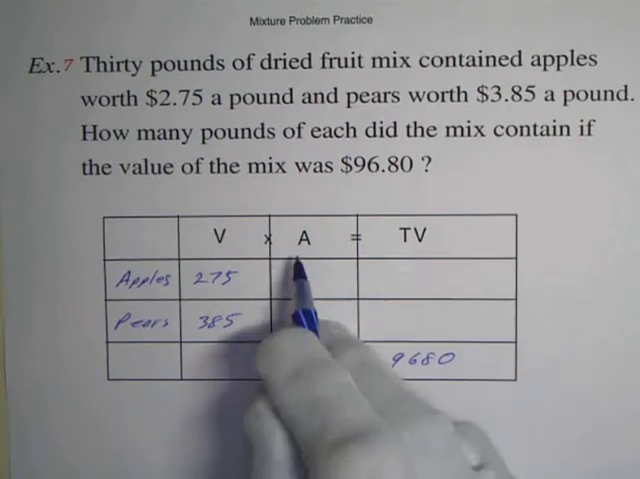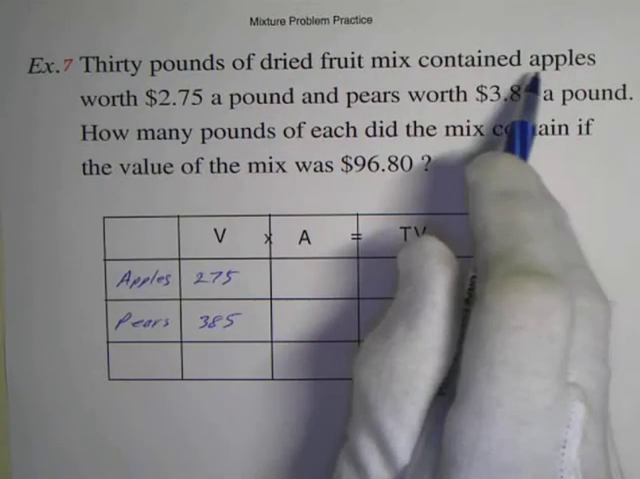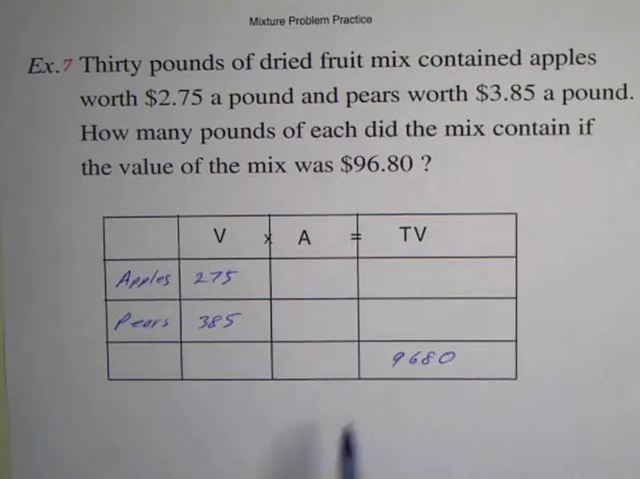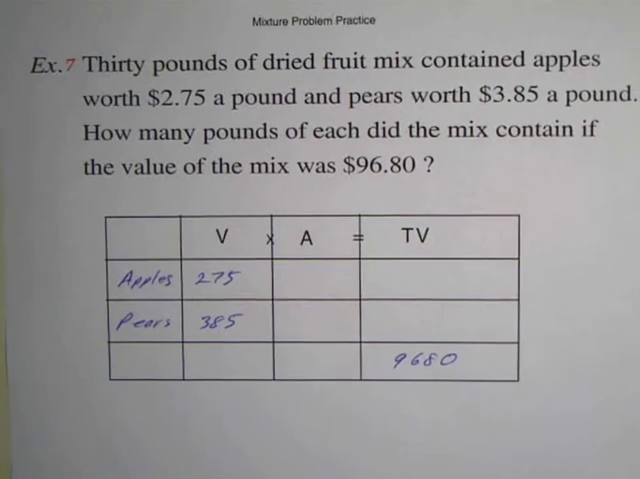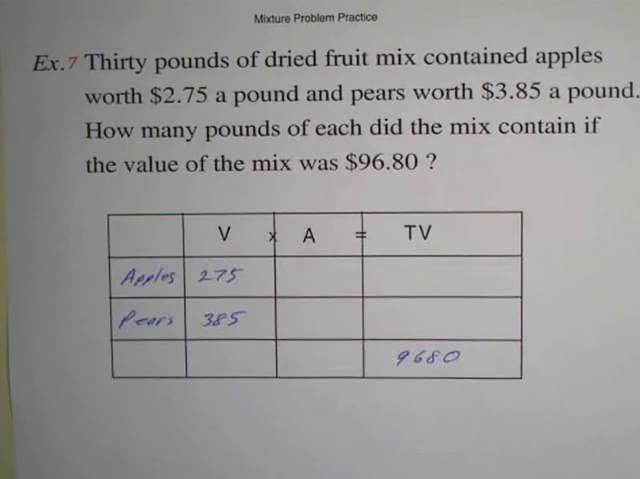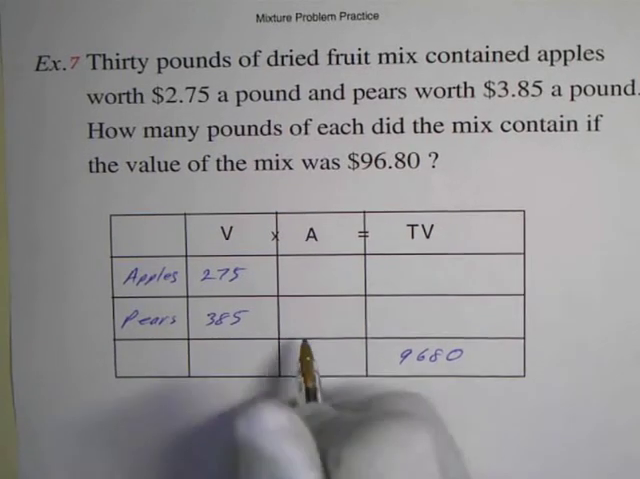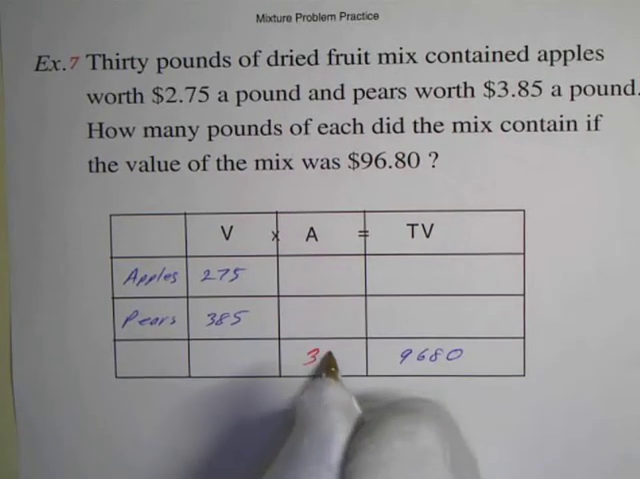So now we have to figure out what we're going to do here for the amount, and it says 30 pounds of dry fruit contain apples and pears, so the total amount I'm going to have will be 30. It doesn't tell me how many pounds of each the mix contained, so that's what we're looking for. So actually we have 30 over here.